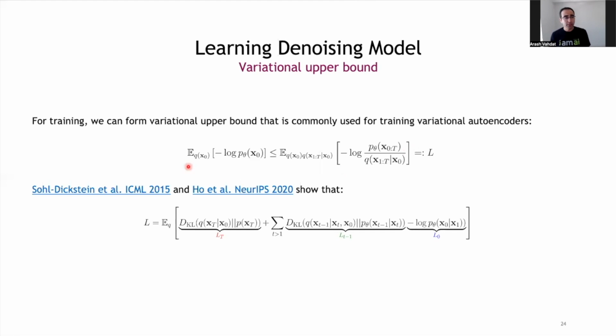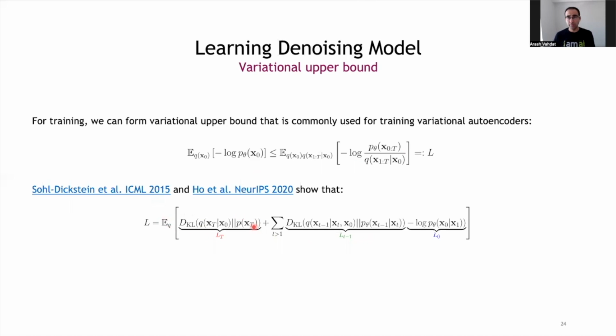These two papers, by the way, are our papers. The links on our slides are clickable, so if you want to check these papers, just find our slides and click on these references and you're going to find the paper. These two papers showed that this variational bound can be decomposed into several terms that we're going to go through one by one.